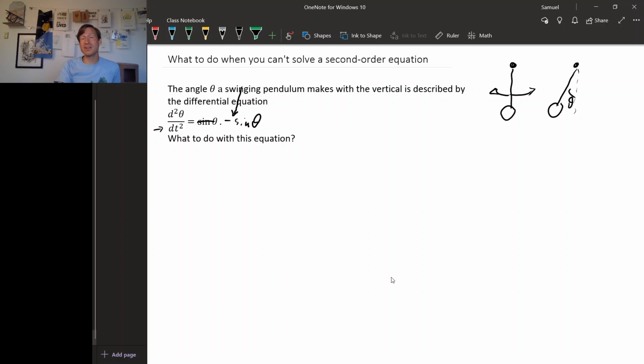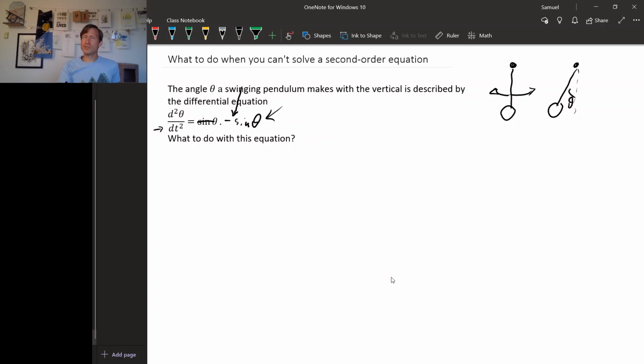If the system is near a stable equilibrium, you can use the small angle approximation for sine to get a linear approximation for this equation. But what if you want the full-blown actual equation that has minus sine theta on the right-hand side? What can you do? Well, solving it really isn't going to happen because it's just too complicated. If this were a first-order equation, then it would be separable and we could make some progress, but this is a second-order equation. So what can we do?